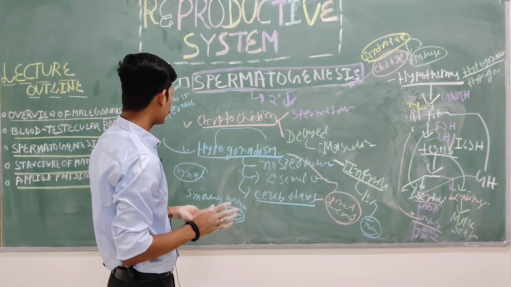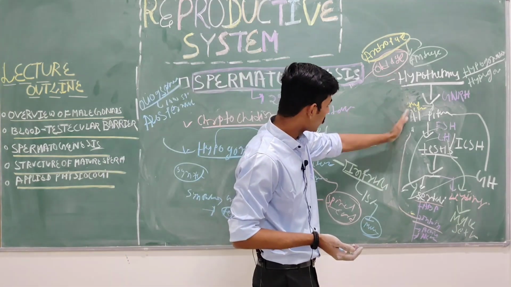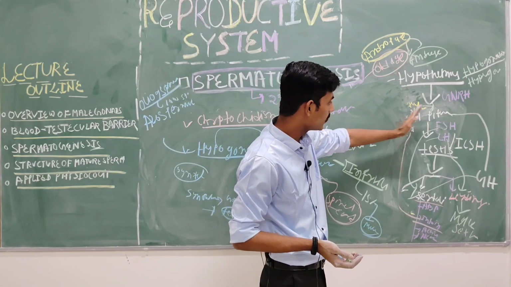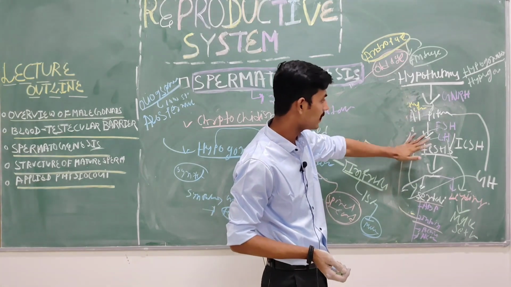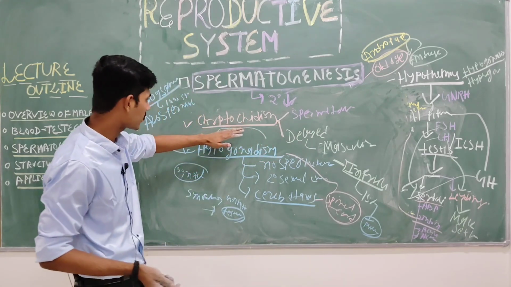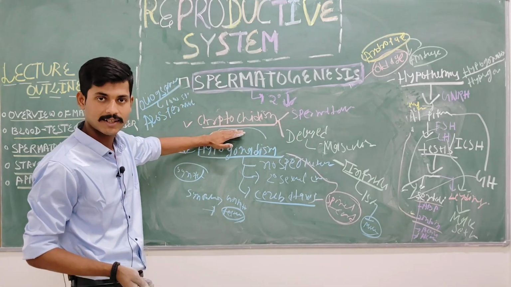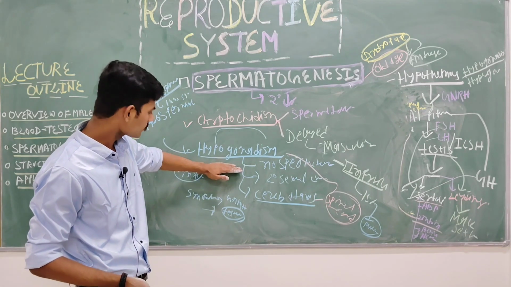Now the thing we keep in mind is that the problem can lie anywhere in the hypothalamic pituitary testicular axis. The problems can happen at any level, and I am just highlighting two or three. First one is cryptorchidism, a congenital condition. Another one is hypogonadism.